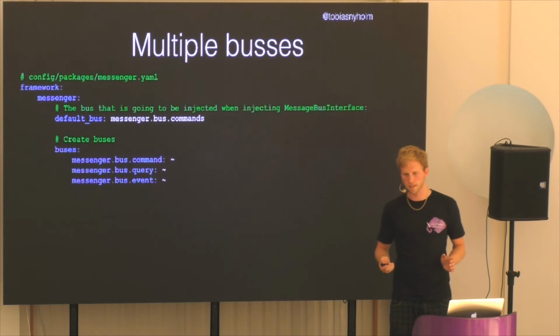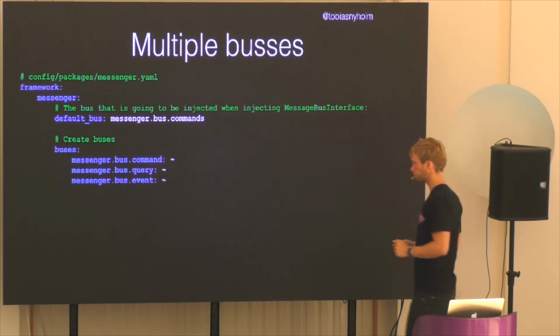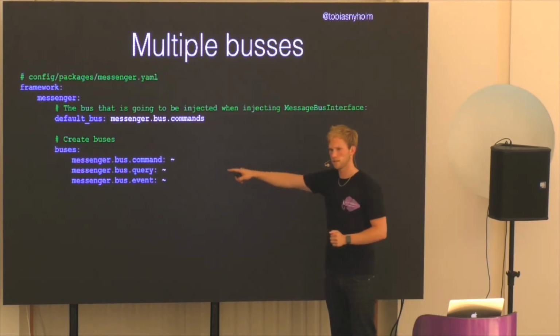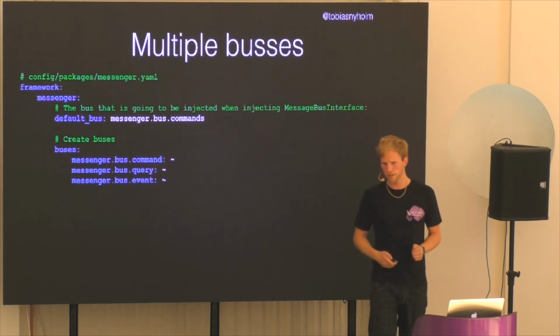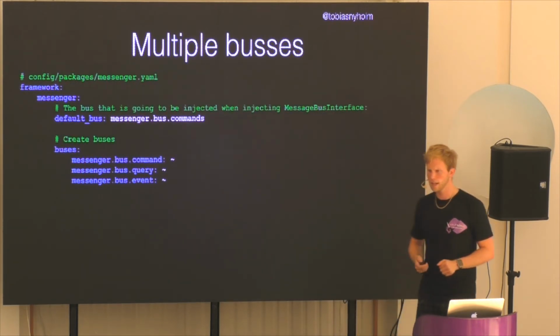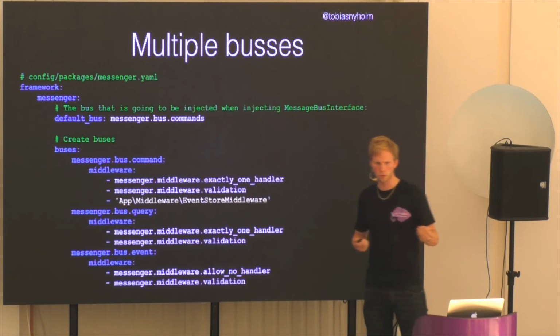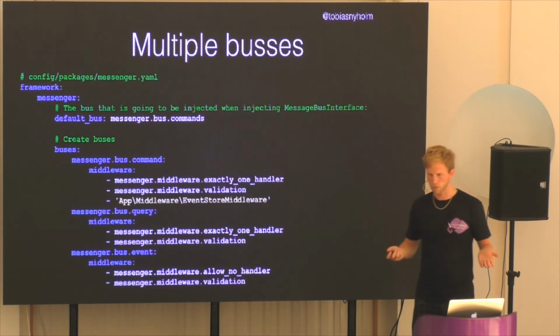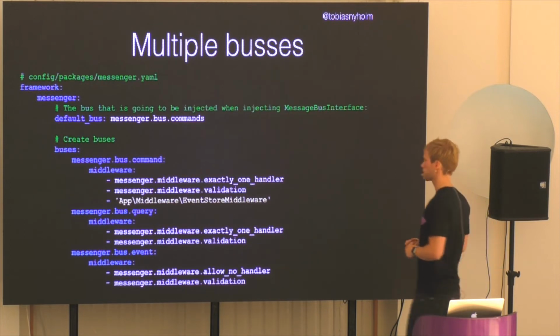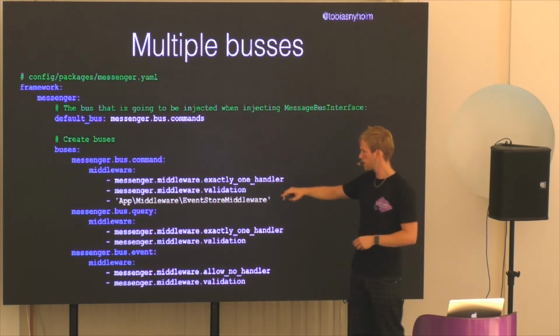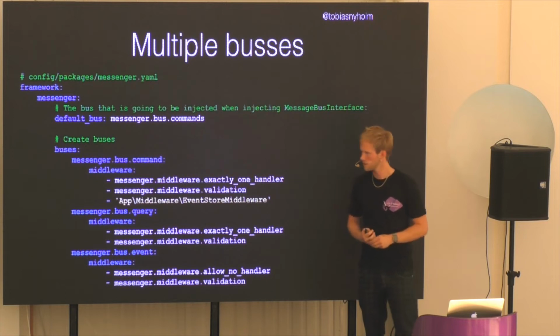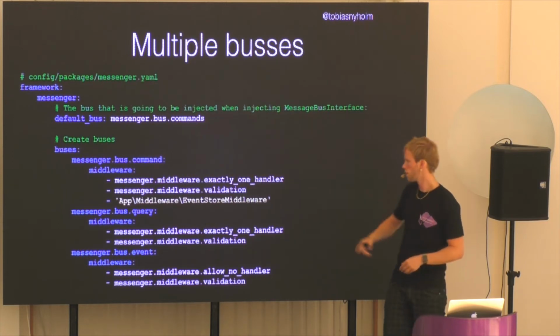And I configured this doing something like this. I just said, here's my buses, and I named them command, query, and event bus. And if I want to enforce those rules, I use middlewares. I could have a middleware saying that the command bus should have exactly one handler. Or I can have a middleware that does, obviously, validation.